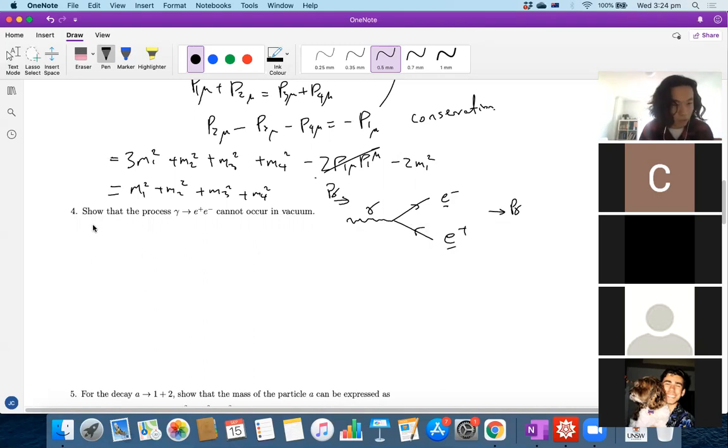So again, use full momentum conservation. If this happens, then the full momentum of the photon, p gamma, has to be equal to the full momentum of the electron plus the full momentum of the positron. This has to hold. Equivalently, the square also has to hold. So now I can just square both sides. The left-hand side, p squared, is just m squared. In this case, let's pretend that we don't know the photon's massless yet, so I just say m gamma squared.